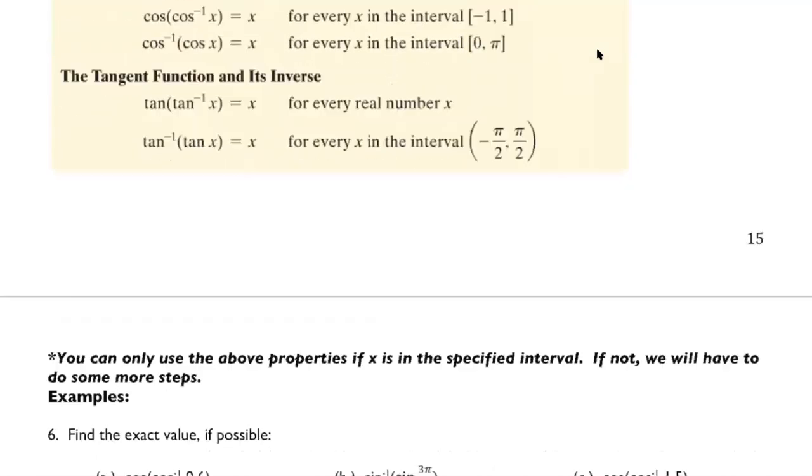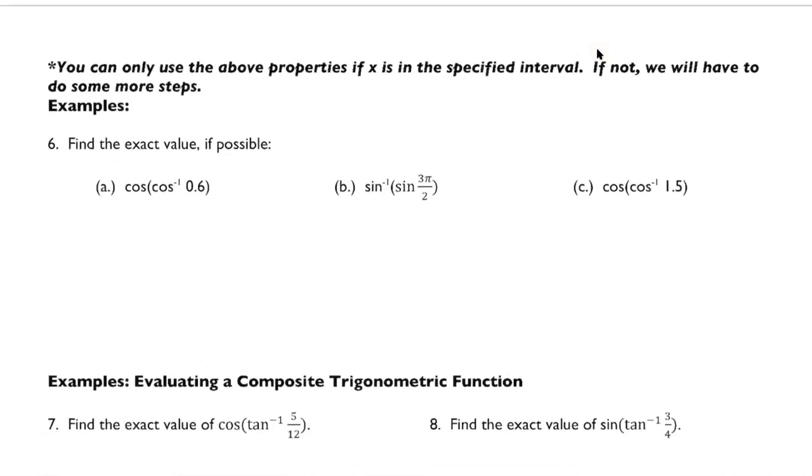That's what it comes down to. So, find the exact value if possible.